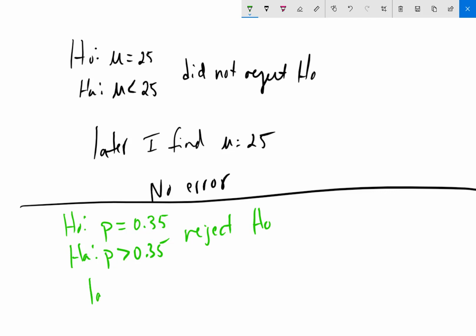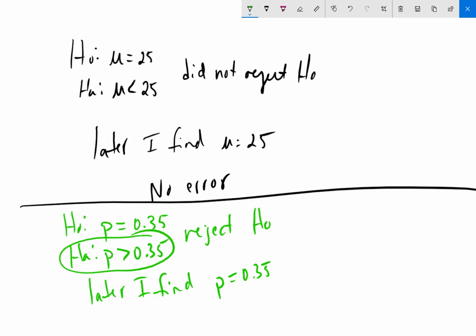But later, I find the sample proportion really was 0.35. That means I had said I had enough evidence that that was true, and it really wasn't. So that's a type 1 error. I rejected the null hypothesis when I shouldn't have.